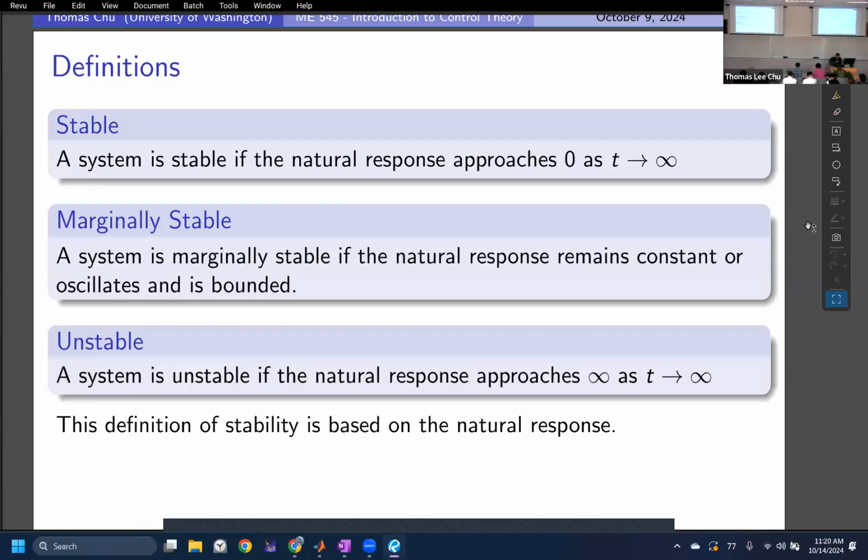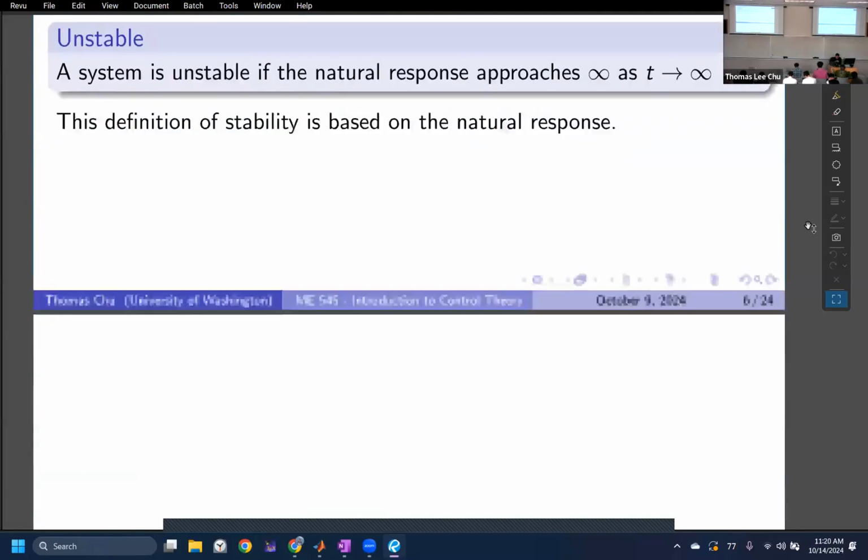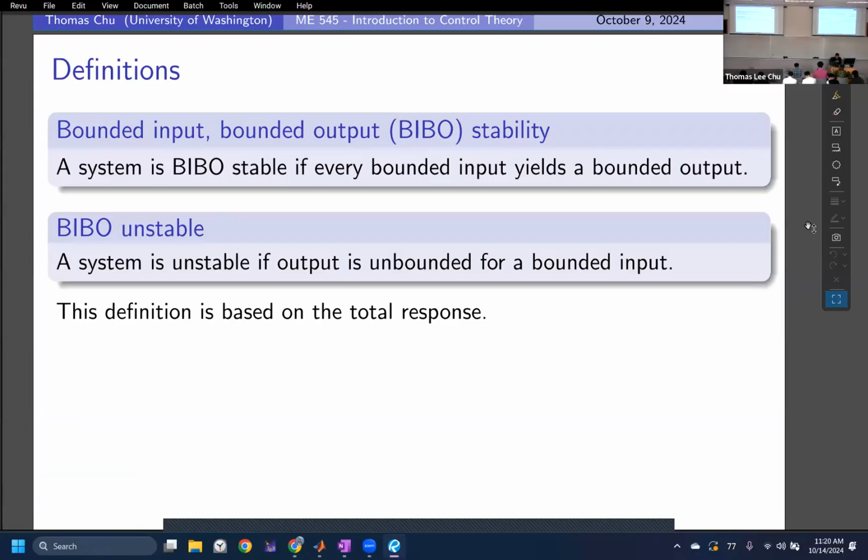So the big thing to know about this page is that this definition of stability is based on the natural response. I think tomorrow I'm going to talk about the other definition of stability, which is based off of the total response, which I think is a more comprehensive and better definition of stability.